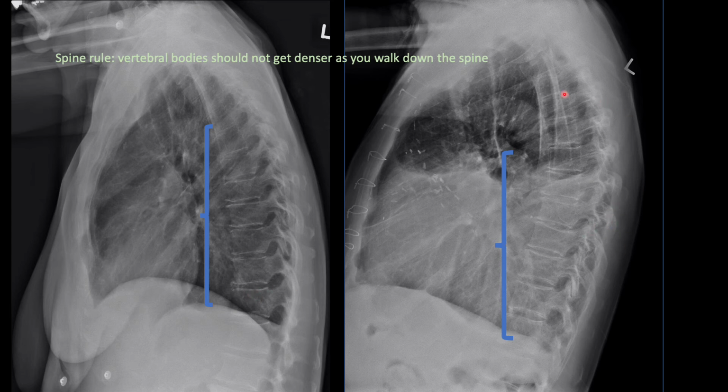If we go to this person, if I walk down this staircase or down this spine, see how the vertebral bodies are getting brighter or denser or wider? So all of these vertebral bodies are much wider than these ones. And if you look at the lateral, this whole area is much denser than this side. And here you had two diaphragms, whereas on this side you only have one diaphragm. So there's something going on in the posterior aspect of this chest that's causing increased density in these vertebral bodies.